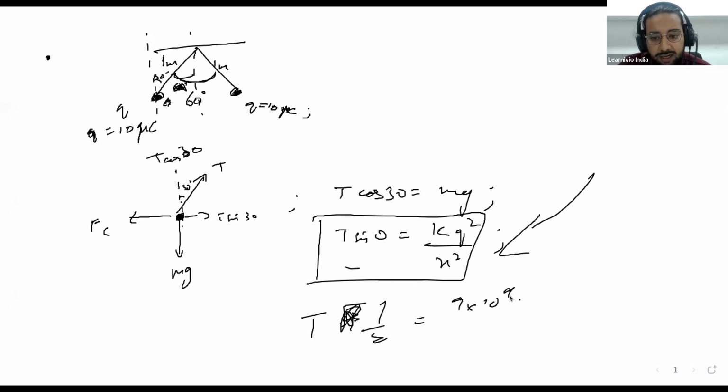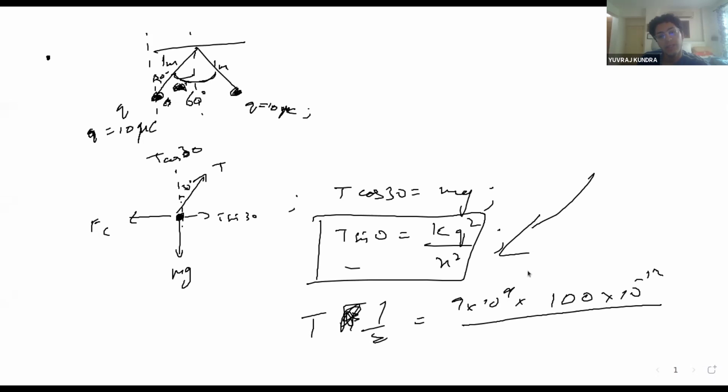9 into 10 raised to power 9, you have q square, so you have 10 microcoulombs. So 100 into 10 raised to power minus 12 divided by x squared. Why would it be 100? It won't be 10 into 10 raised to power minus 12. It's 10 squared, 100, right? Okay, I got it.